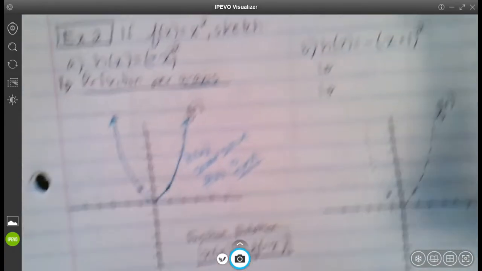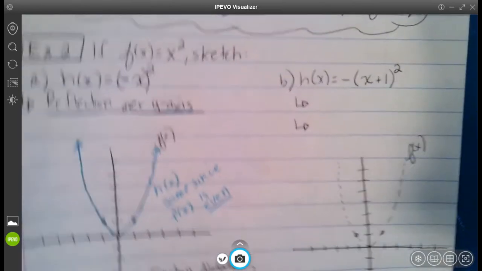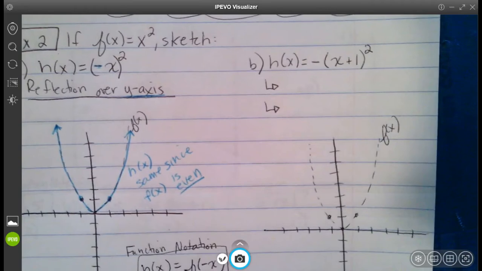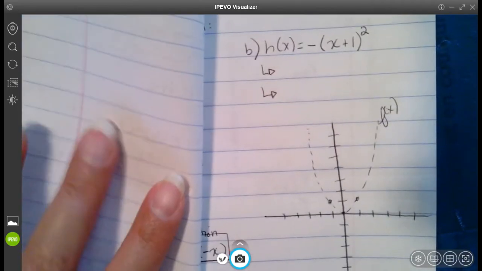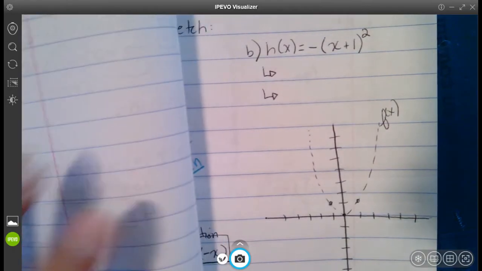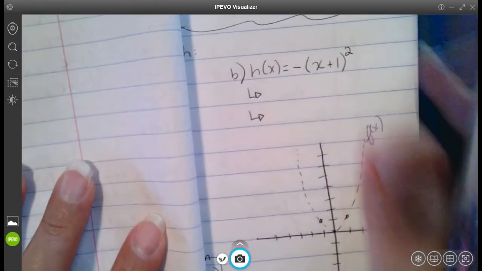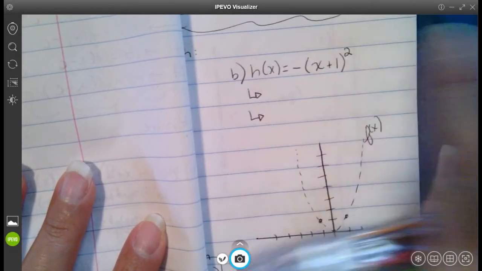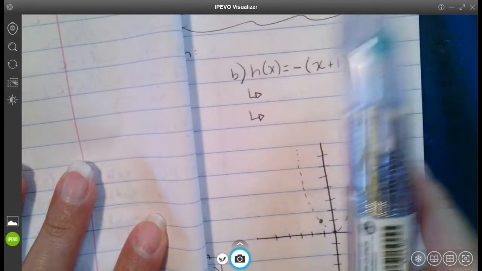Next one. All right, so for this one, we have two different things going on. We have this negative, and we also have a 1. So the 1 on the inside, we should know from the page before, is just going to be a horizontal translation, or shift, whichever word you prefer, to the left.